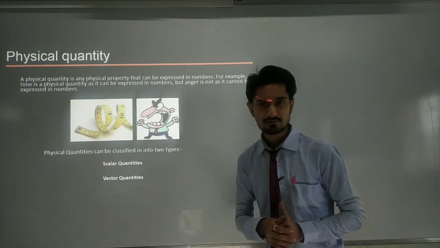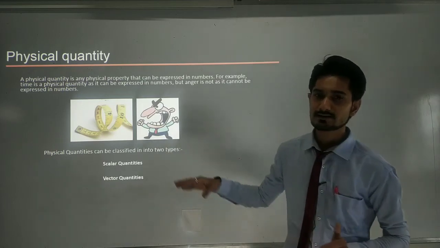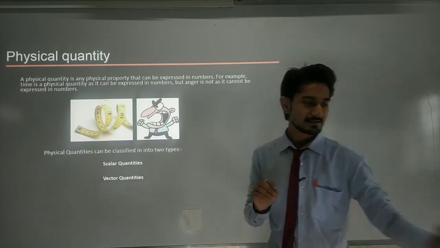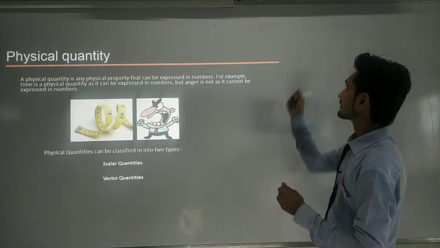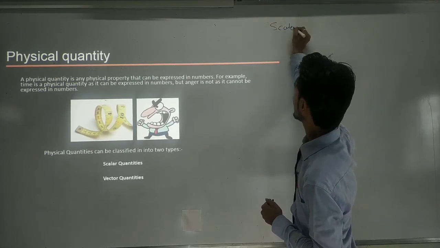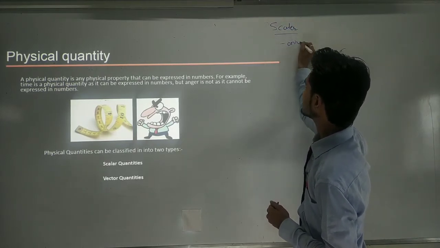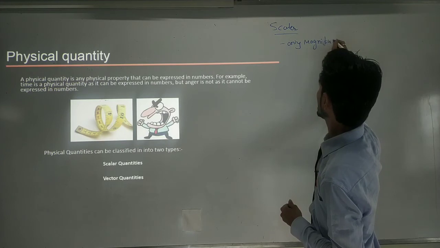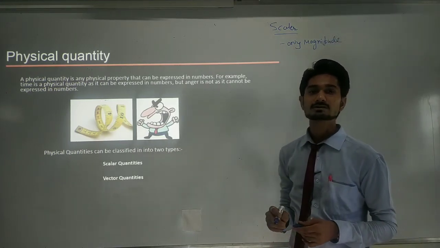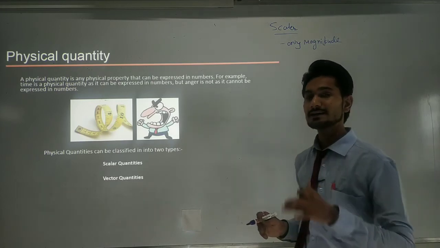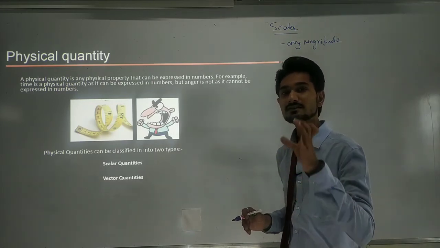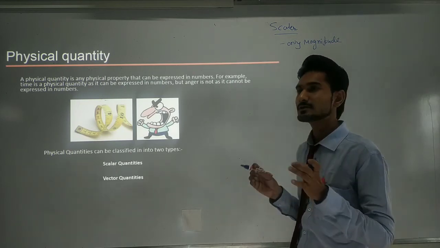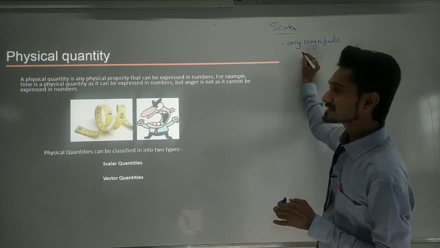Going to the scalar quantity first, as I said, the basic definition is that if a quantity is represented by only a magnitude, I am writing here, only magnitude. What is magnitude? The first word that comes to your mind: magnitude means some numbers. If I can explain a quantity to you just by giving a number, and you can easily understand the quantity, then the quantity is known as a scalar quantity.